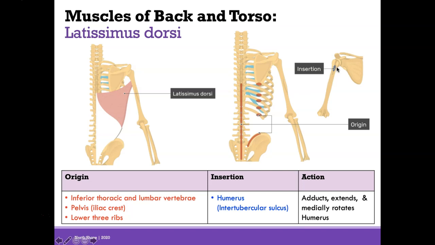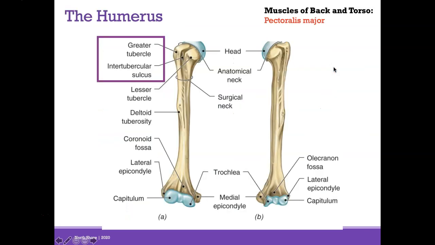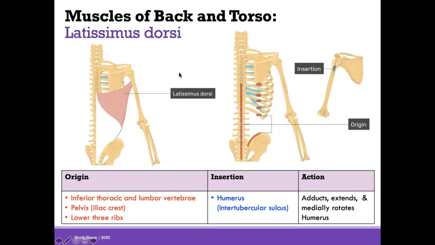It inserts also at the intertubercular sulcus. So just like we saw over here with the pectoralis major at the intertubercular sulcus, the lats also insert there. So this is a good one to look at up close and to make sure you notice all these different skeletal attachments.